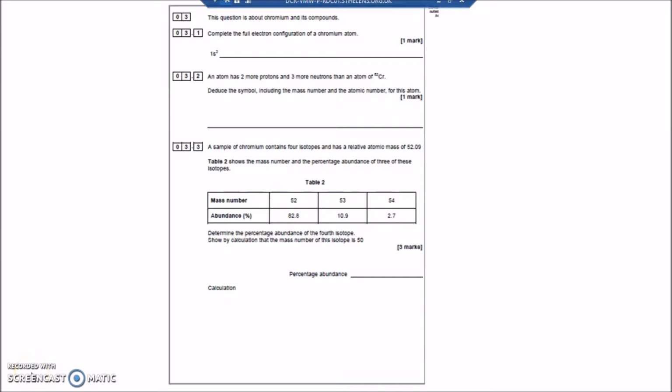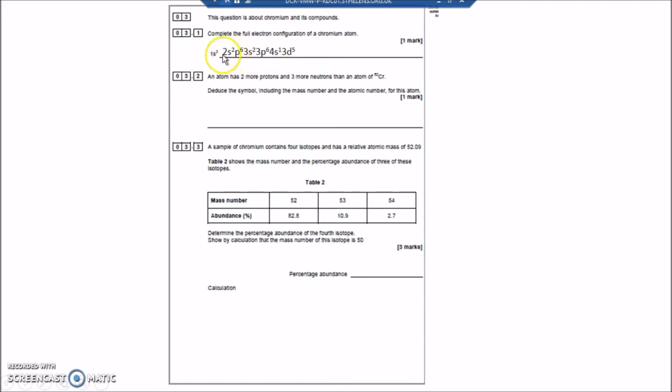Question 3. Questions about chromium and its compounds. Complete the full electron configuration of a chromium atom. So first of all, you've got to find out the atomic number, or the proton number, of a chromium atom. And it's 24. So if you look on a periodic table, it's 24.